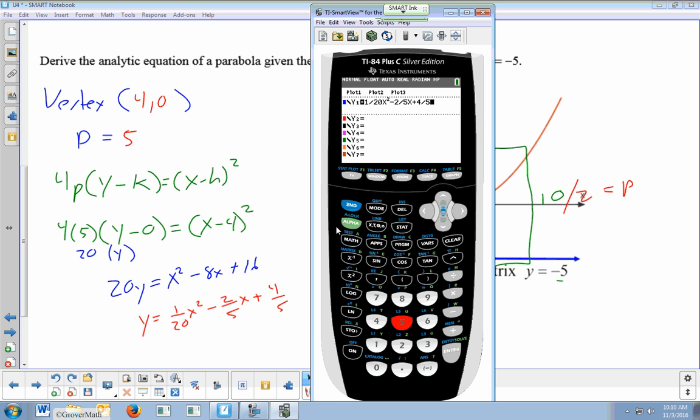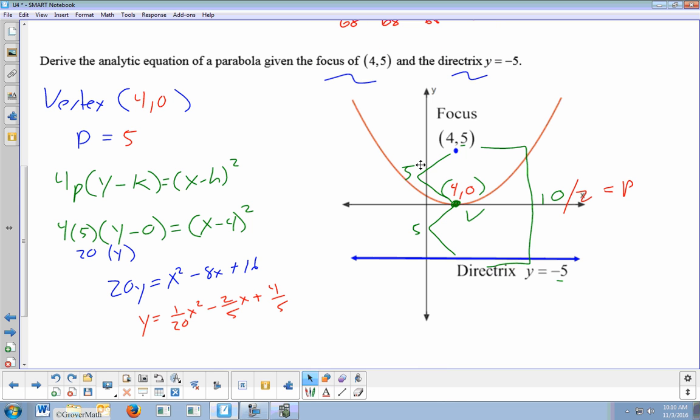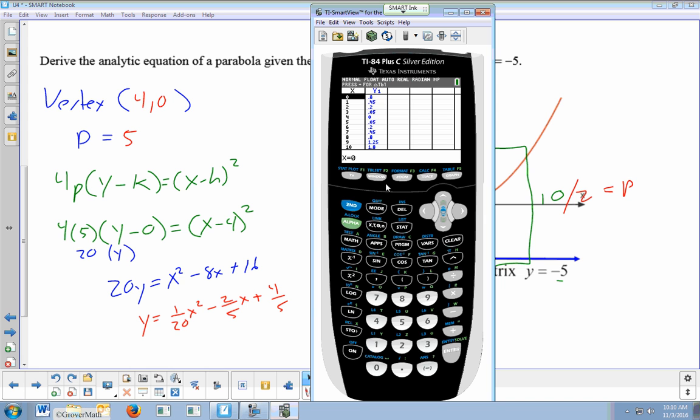And let's see if the point 4, 0 is on our table. 4, 0 it is. That's our vertex. And again, we can take a look at the graph too to see if it does look like what we believe our sketch to be, but it is going to work out. My calculator is just super slow.